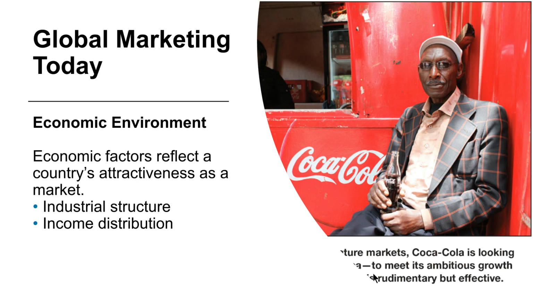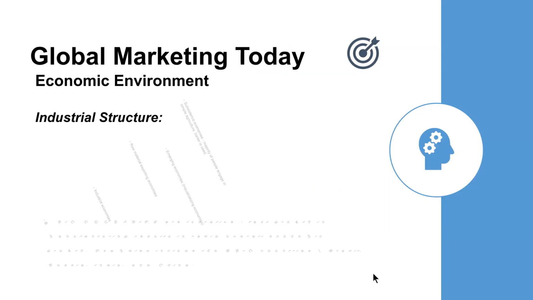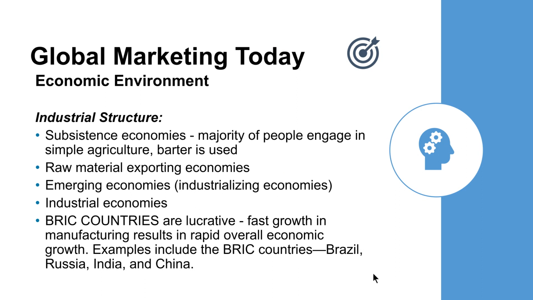There's two things that he needs to understand: the industrial structure and income distribution. Income distribution is going to impact the ability for him to sell his product. So if he's trying to sell a high-end coffee product, you need to make sure that you decide the country and even the city that's going to be able to support it from an income distribution standpoint. So let's talk about the industrial structure. There's subsistence economies where the majority of people engage in simple agriculture. Barter is used. That may or may not be the place where our coffee shop wants to go. More than likely, that's probably not the first area he would want to look at.